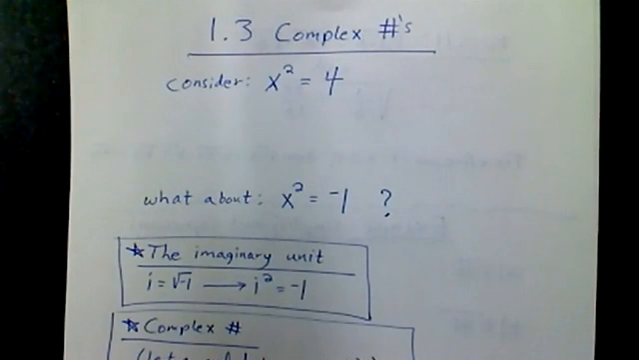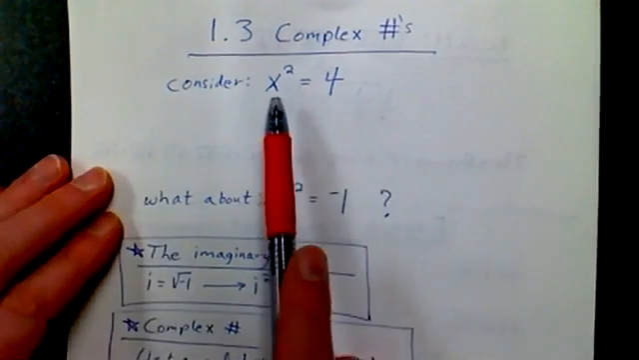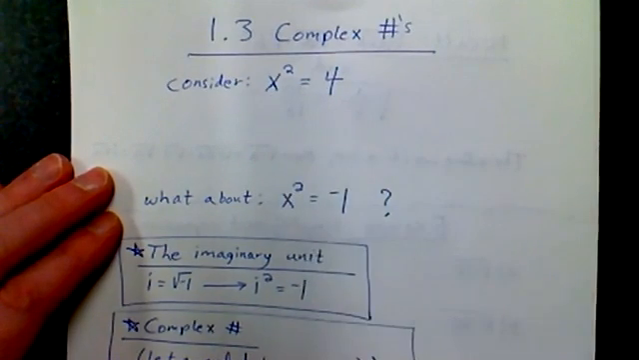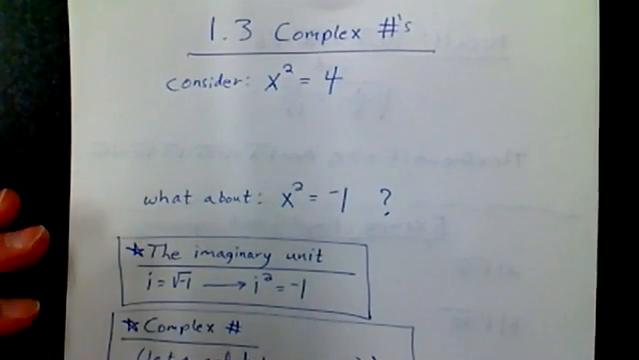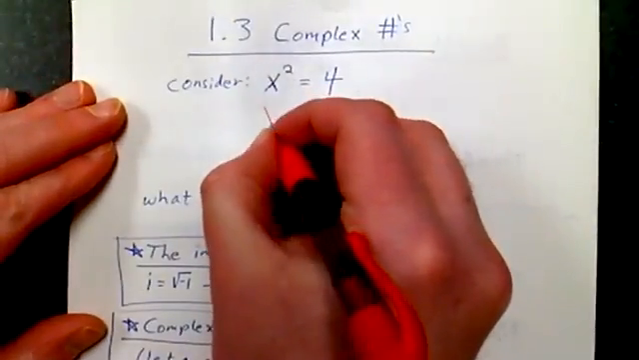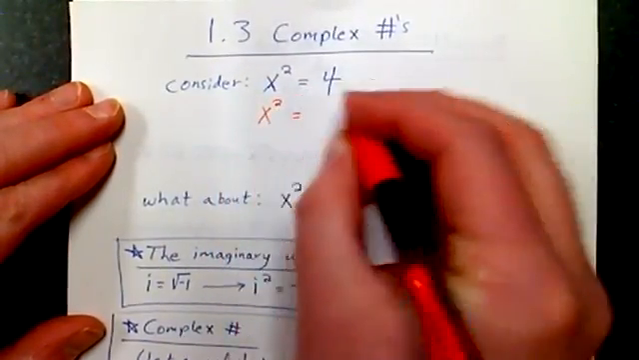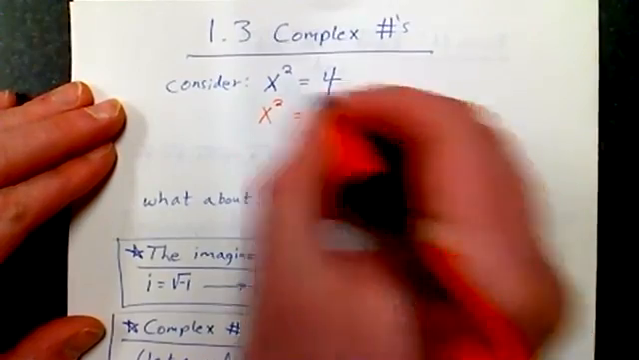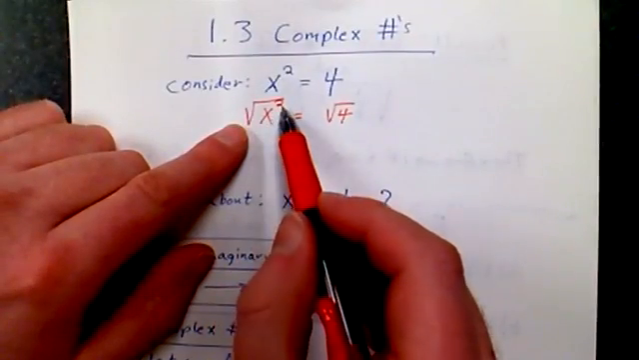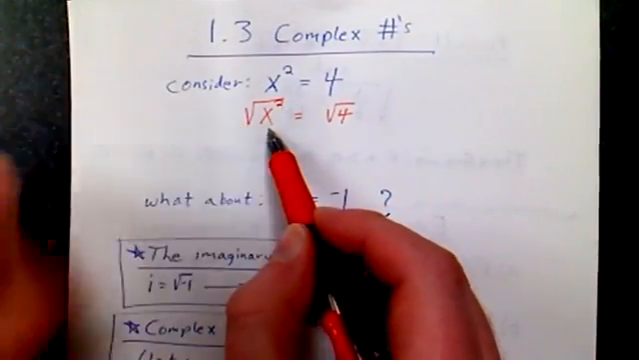Okay, guys, we're on to section 1.3, complex numbers. So before we get started, just to get some motivation for this, I want you to consider an equation like this. If you remember from your algebra, there's a few different ways of solving this, but one fairly common way is to take the square root of both sides, because the square root of something squared is just the something. So say the x in this case.